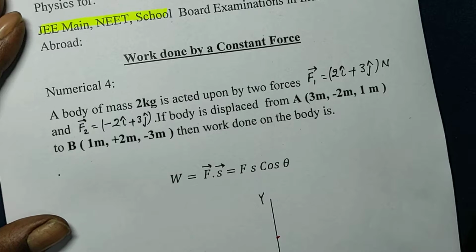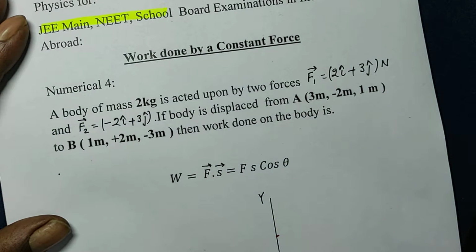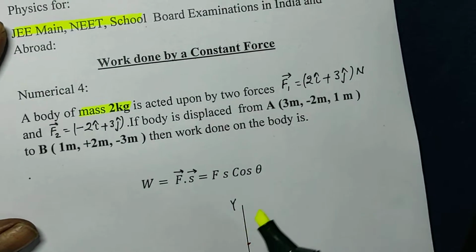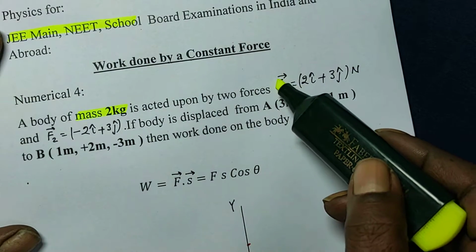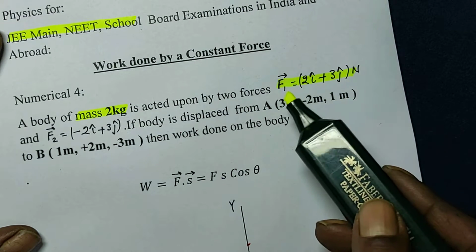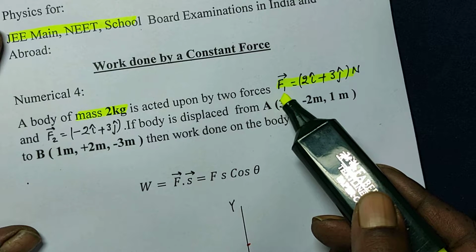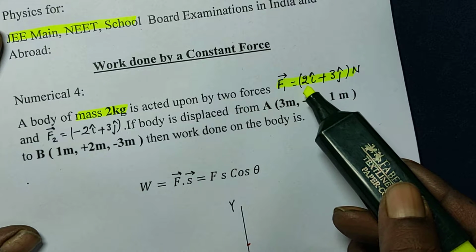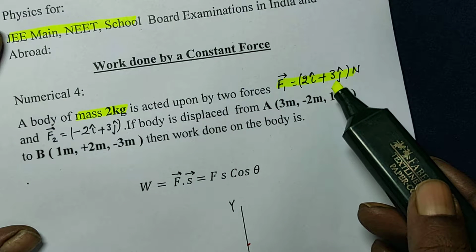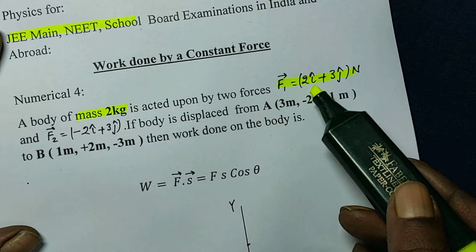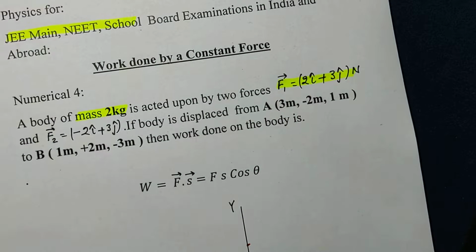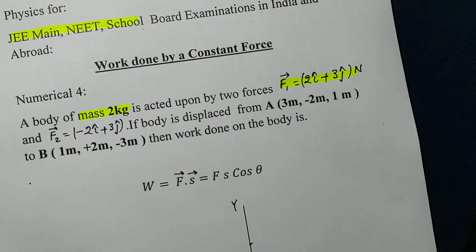So the problem goes like this: a body of mass 2 kg is acted upon by two forces. F1 is equal to 2i cap plus 3j cap Newton, meaning this force has a component along x-axis as 2 Newton and along y-axis as 3 Newton, because i cap is a unit vector along positive x-axis, and j cap is a unit vector along positive y-axis.